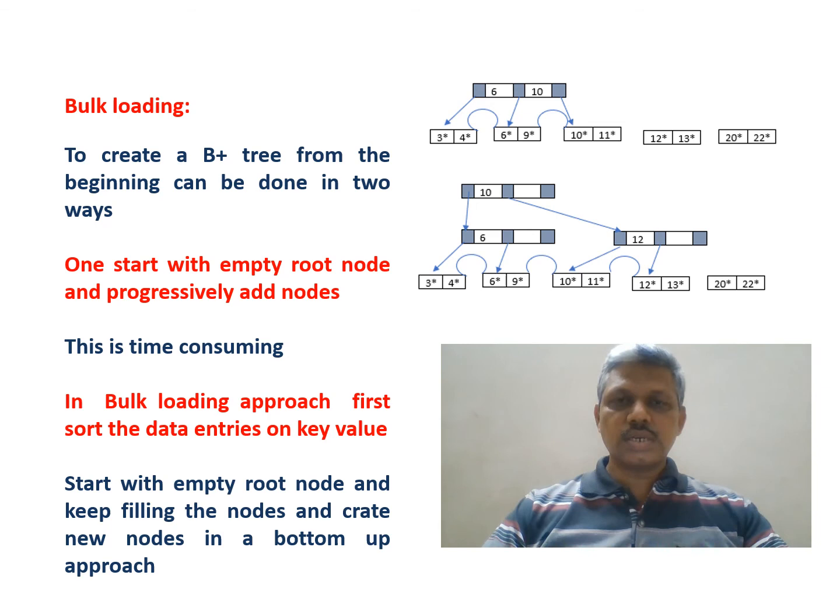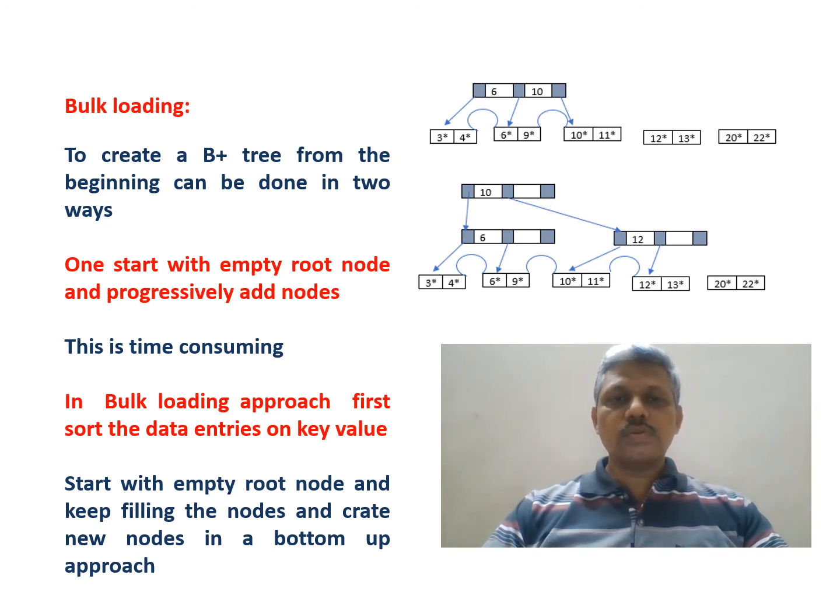Once 6 is inserted, the left-hand side of 6 is linked to the first page consisting of 3 and 4. So 3 and 4 are linked, and the capacity of the page is full. After that, the second page is read, 6 and 9, which is linked to the right side of 6. And then the third page, whose starting value is 10, is copied up, 10 is inserted there, and the right side of 10 is given to the third data page. Once it is done, at that level the capacity of the node, 2, is full.